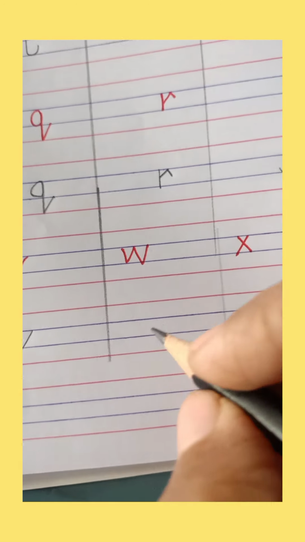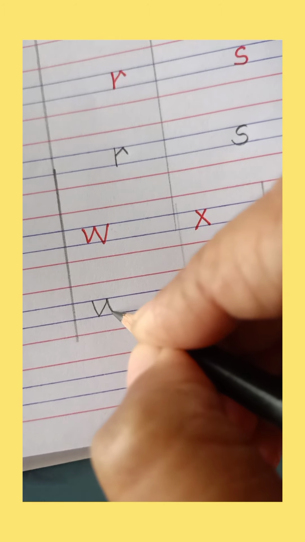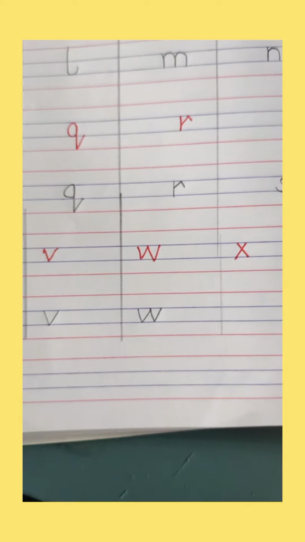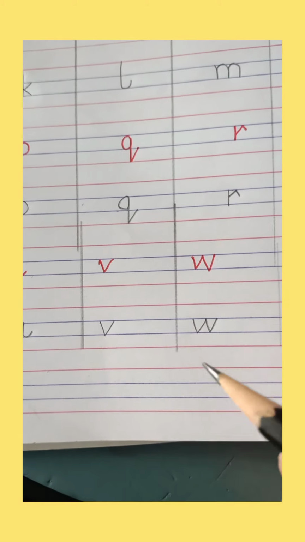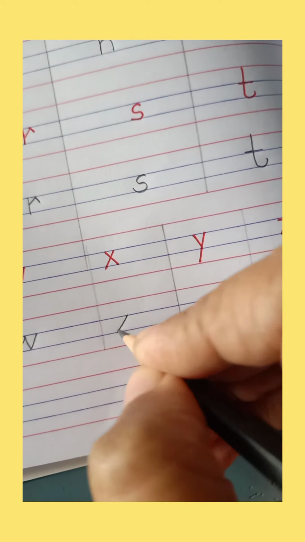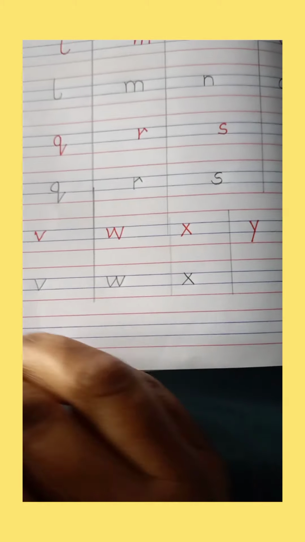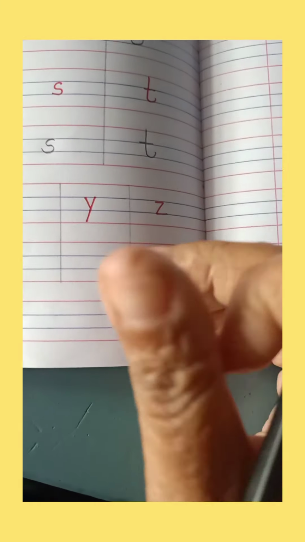Okay, then w. You all have already learnt it before how to write. But just remember कि blue lines के बीच में we have to write. Then x. X for क्या होता है? Christmas tree. है ना? Now let's come to y.